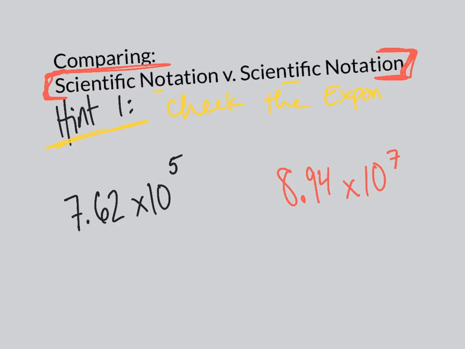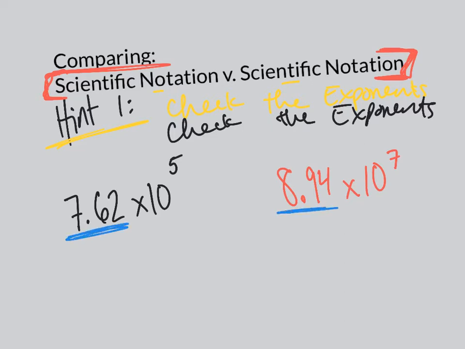We know that scientific notation is a way of writing massive numbers or massively small numbers. So it's easy to get caught up and say, okay, we'll look at 7.62 and 8.94 and start comparing there. If you have them both in scientific notation, check the exponents first. The larger the exponent, the larger the number. The smaller the exponent, the smaller the number.